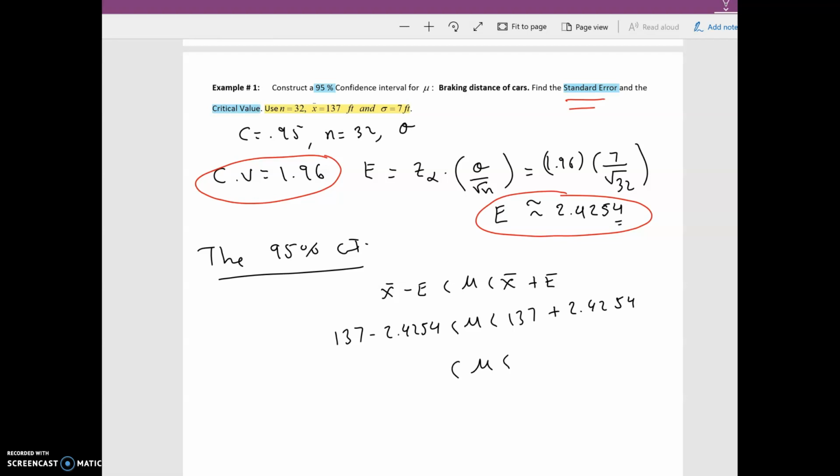Please take a second and evaluate. And I'm getting that my upper bound is 139.425, and the lower bound is 134.575.